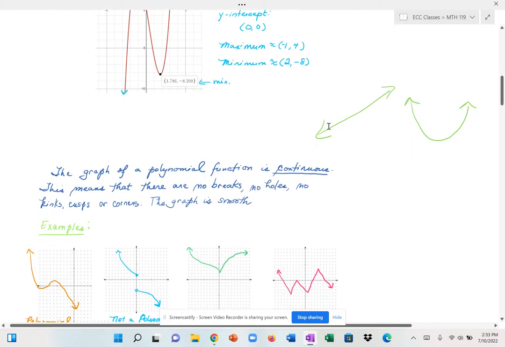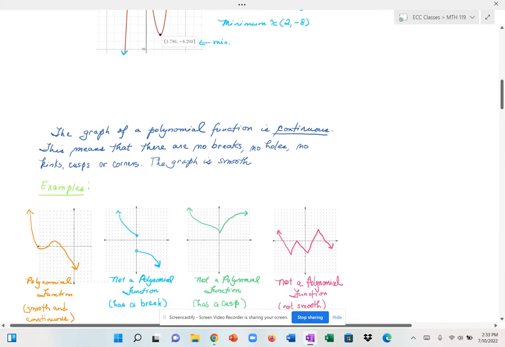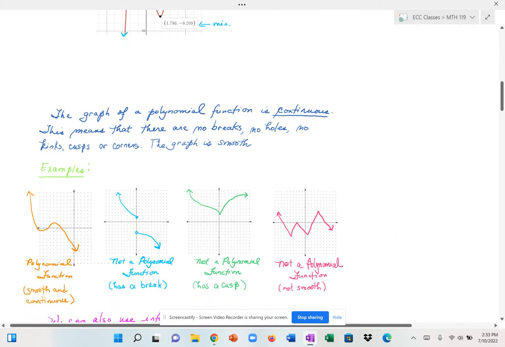So here are some examples. The first example in orange is a polynomial function. It's smooth and continuous. The second example here in blue is not a polynomial function. There is a break right here at 0. I have a point here when x is 0, and then I have an open circle here. You cannot draw this graph without lifting up your pencil or pen. So there's a break there. That break is called a discontinuity.